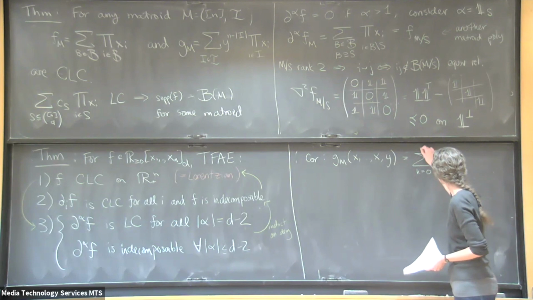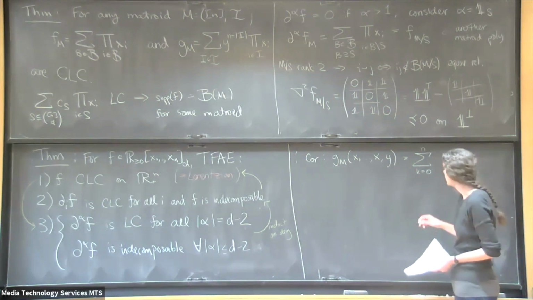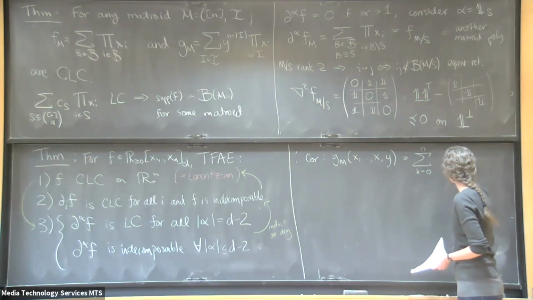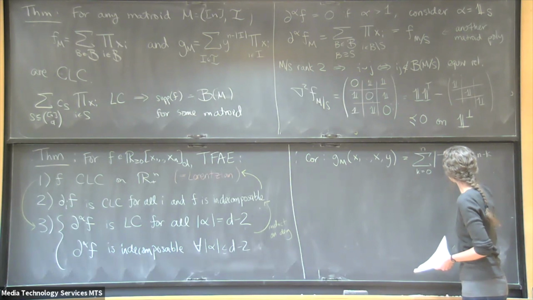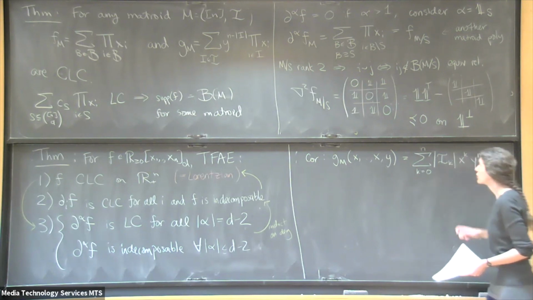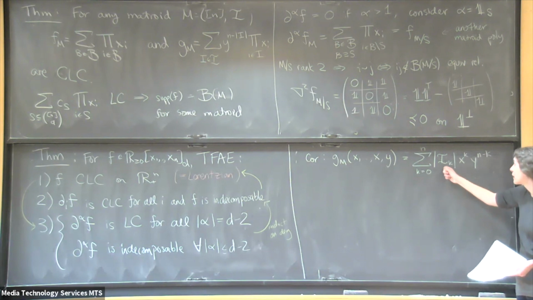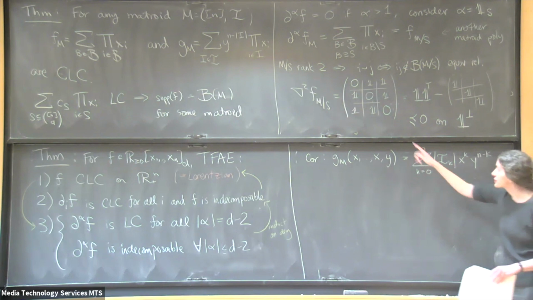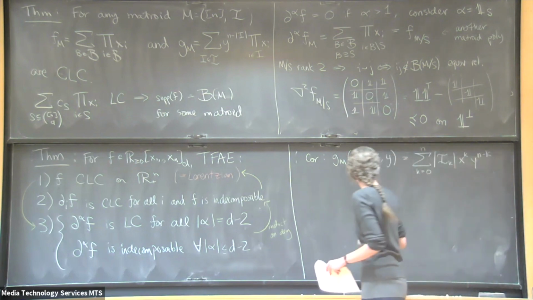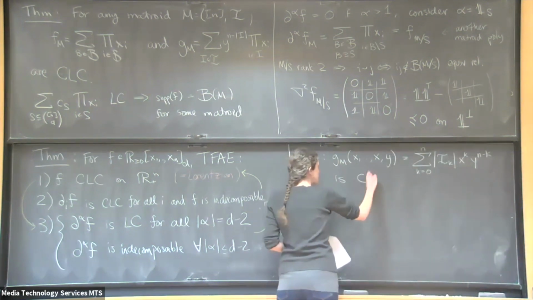So you get a polynomial of degree n, with terms x to the k and y to the n minus k, and its coefficient is exactly going to be the number of independent sets of size k. Just from this formula, and this is also completely log-concave.